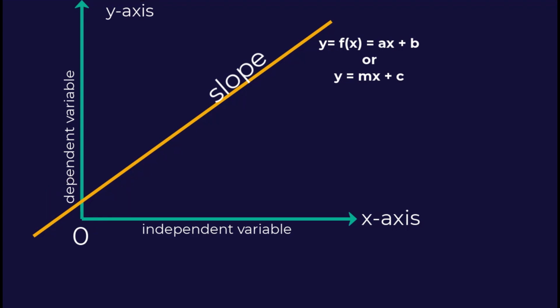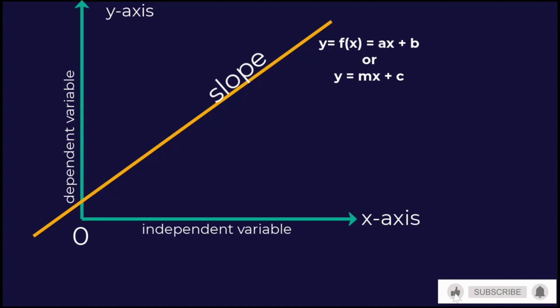It is the point where the line crosses the vertical line, or where the slope cuts across the y-axis. At that point, x is equal to 0.